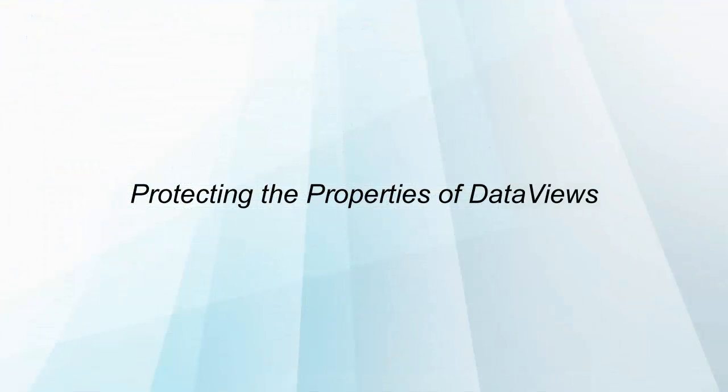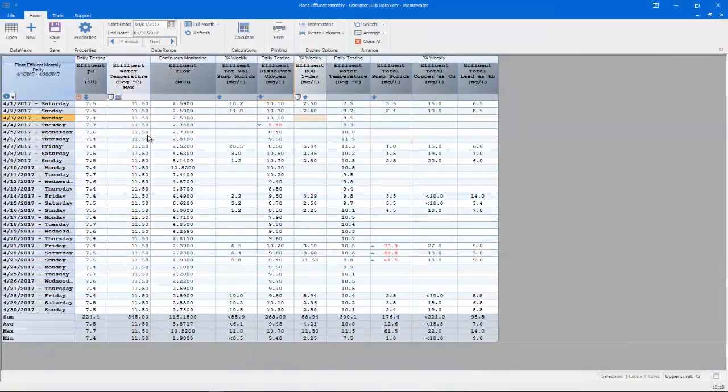The second feature I'm going to go over is protecting the properties of your data view. If you have created a data view, as we currently have up on our display, in Operator10 or Synexus, and want to be certain that users don't casually modify the format of your DataView properties, including the design, location parameters, column headers, and other important properties, be sure to protect it. From the application ribbon, you can select the Properties icon.